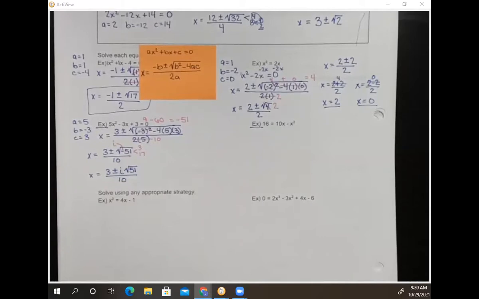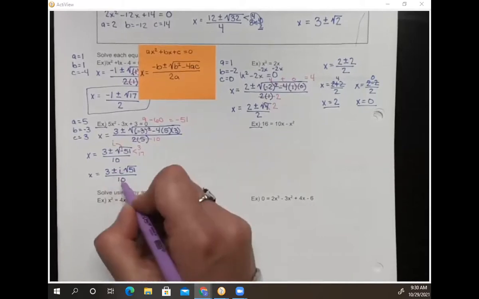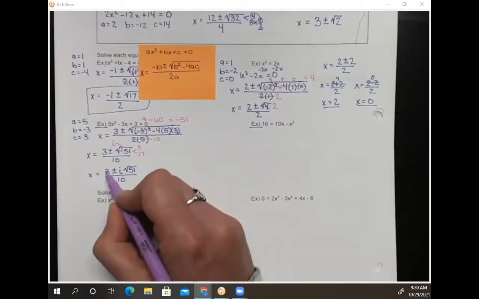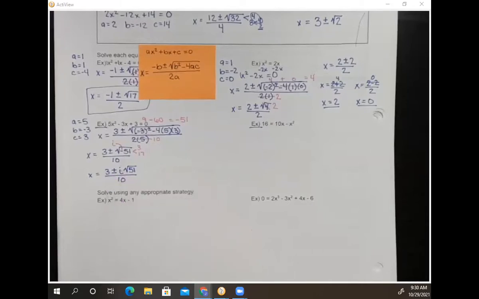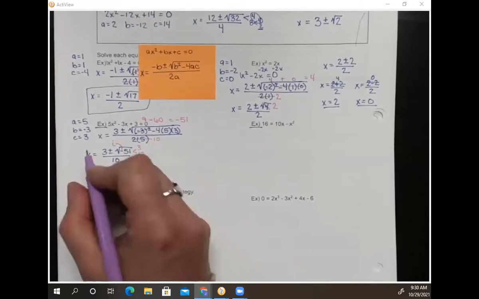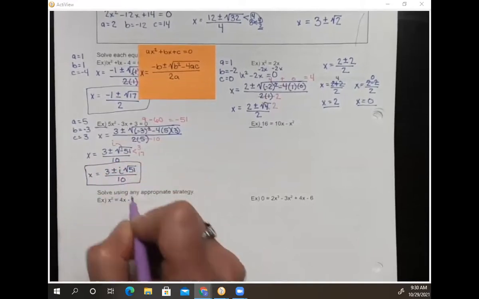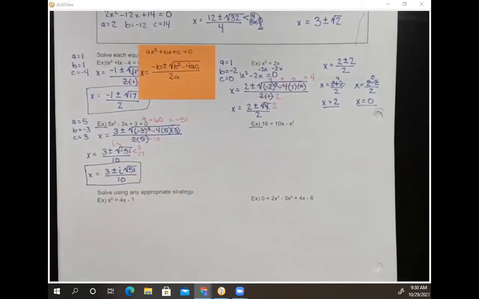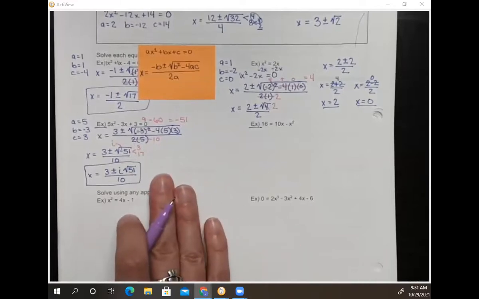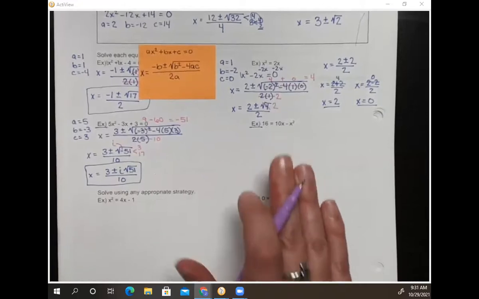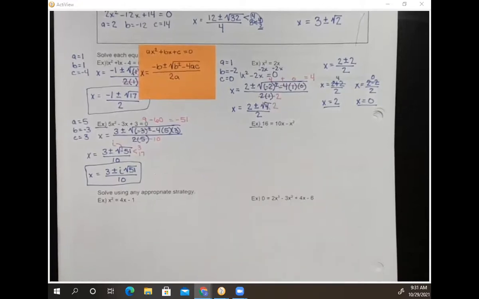And then this is as simplified as this one gets. I can't reduce any part of the 10 with 3 or 1 i, so we're good there, we're done. These are our two solutions here. Questions on this one? Okay, now let's take a look at our next example.